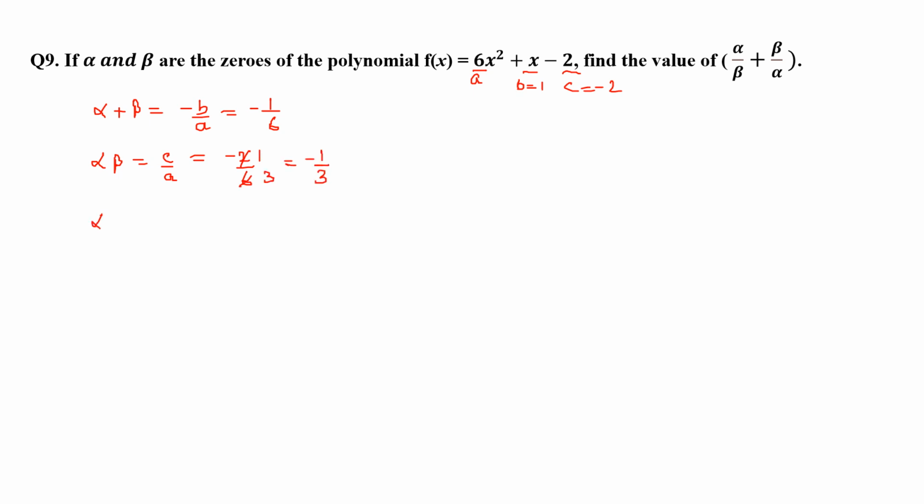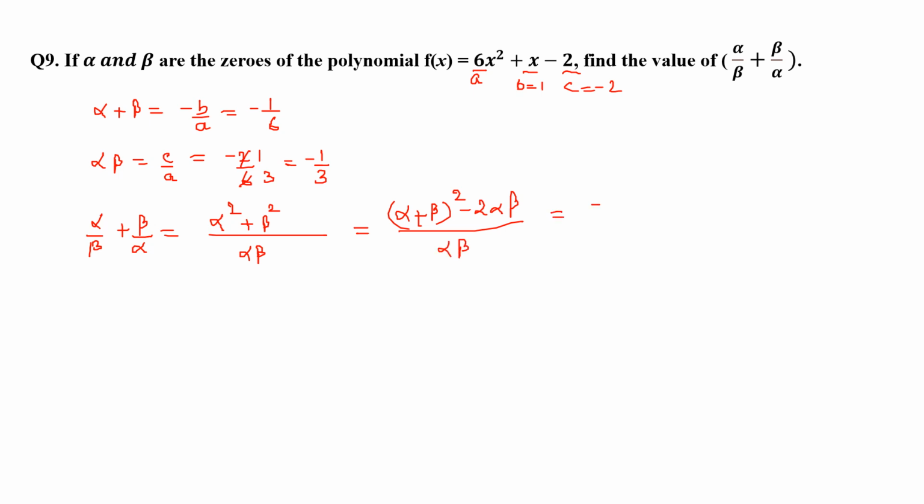And what you have to find? Alpha by beta plus beta by alpha value. So first take the LCM. So LCM is alpha beta. So this will be alpha square plus beta square. Again see, it is alpha square plus beta square. So we can write it as alpha plus beta whole square minus 2 alpha beta divided by alpha beta. Now let's put all the values. So alpha plus beta is minus 1 by 6 whole square, then minus 2 into minus 1 by 3, divided by minus 1 by 3.